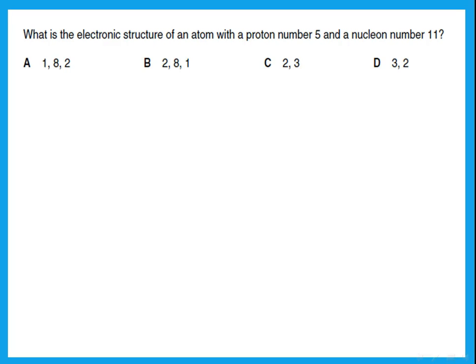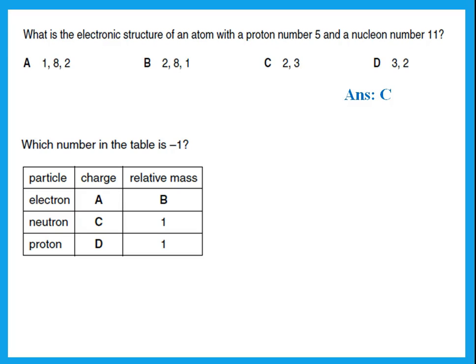What is the electronic structure of an atom with a proton number 5 and a nuclear number 11? Okay. The number of electrons is the same as the proton number. So it is the 5 that I'm trying to distribute. How is it distributed? It's distributed 2, then 3. So my answer is C.